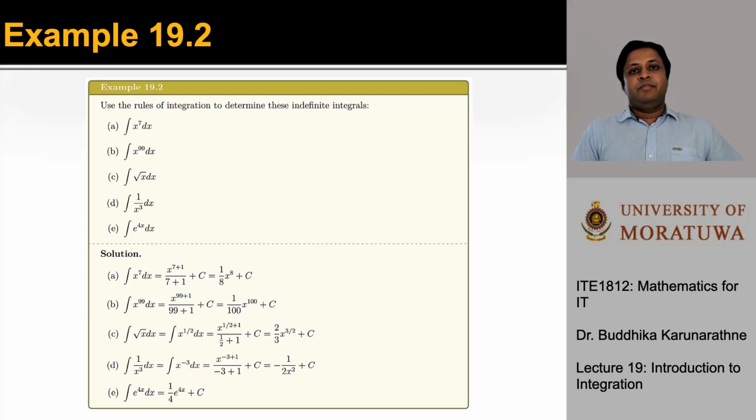And lastly, we have e to the power 4x. So this is using the exponential rule. So what you have to do, you have to have 1 over 4, because the constant is 4, times e to the power 4x, and add the constant, of course, for the indefinite integral.